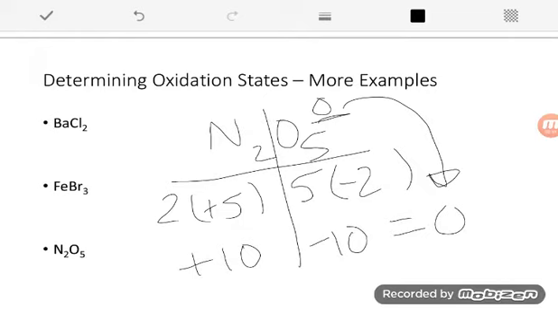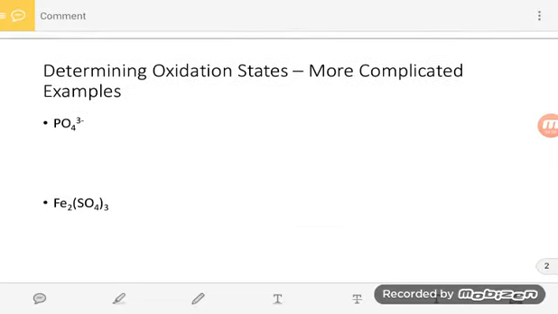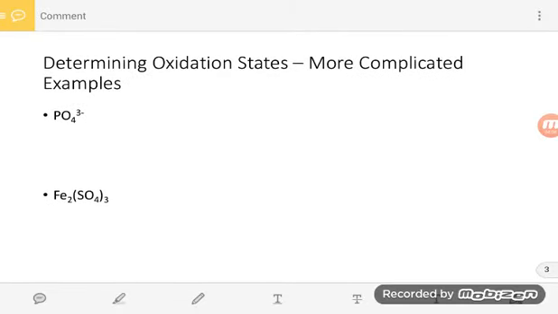So overall, my nitrogen oxidation state is +5. My oxygen oxidation state is -2. So in compounds, sometimes it takes a little more work, and we can even look at a couple more complicated examples. Let's look at 2 more complicated examples here.